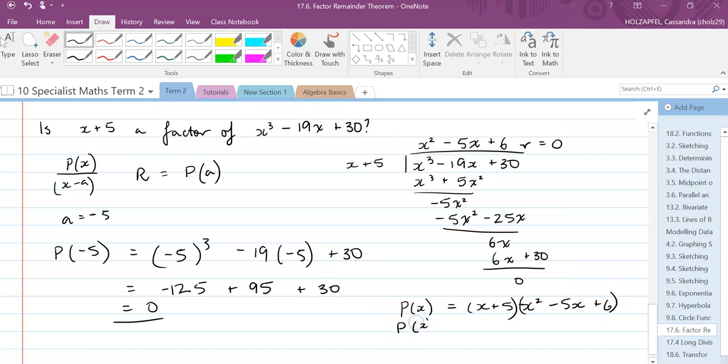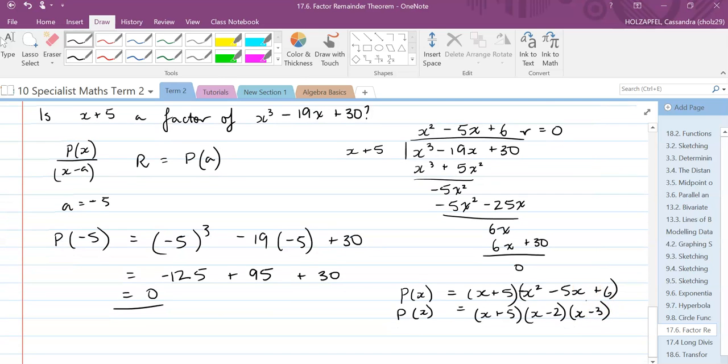Because I've got a quadratic, we can solve the roots of this using any method. For this one, it's pretty simple to see that it can be factorized, because the factors of positive 6 that add to make negative 5 are negative 2 and negative 3. Now that we've got that in factorized form, it's going to be a lot easier for us to sketch this, because using our null factor law, we can see that we're going to have the roots at x is equal to negative 5. Oh, that was a bit messy. Let me try that again. Negative 5, positive 2, and positive 3.